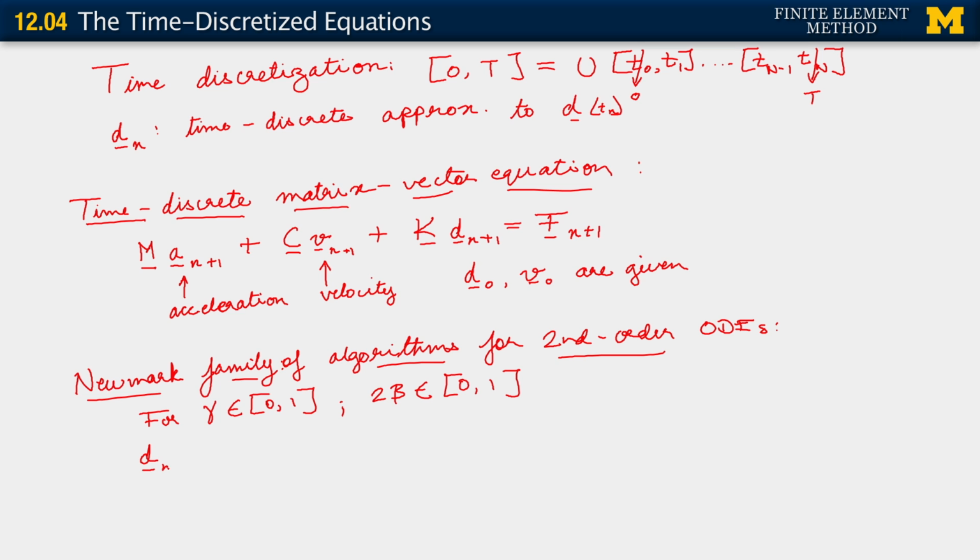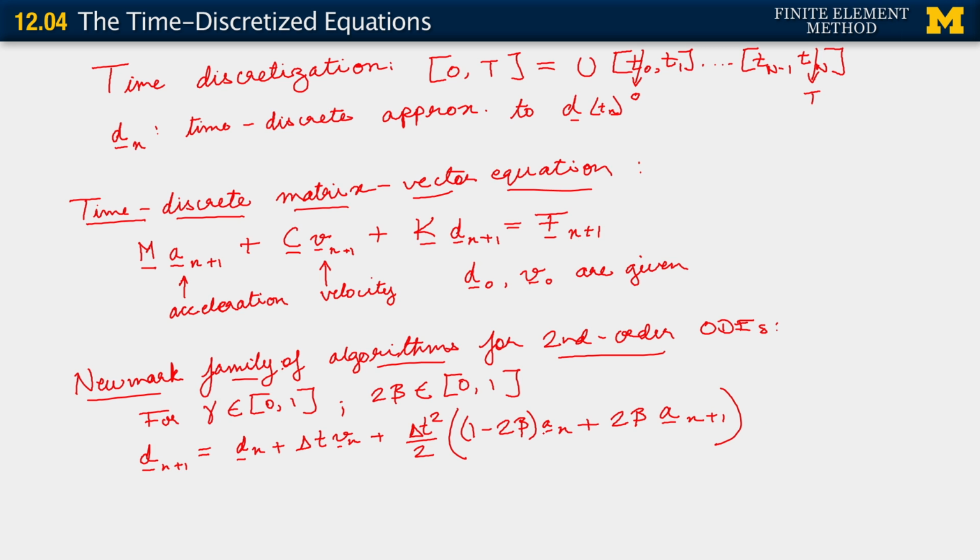It says that d at n plus 1 equals d at n plus delta t times v at n plus delta t square over 2 times 1 minus 2 beta multiplying a n, that's the approximation of the acceleration at time tn, plus 2 beta multiplying the approximation to the acceleration at time tn plus 1.